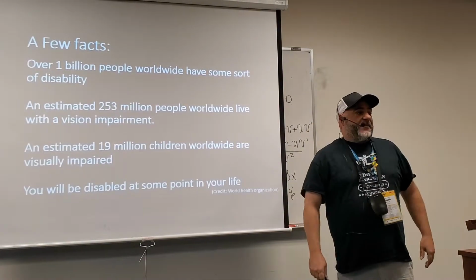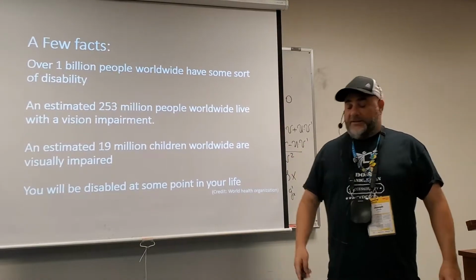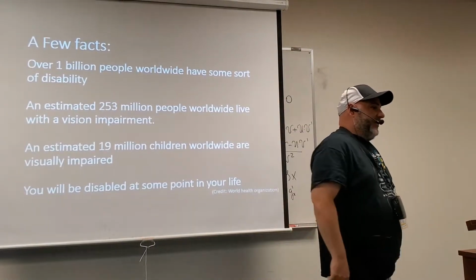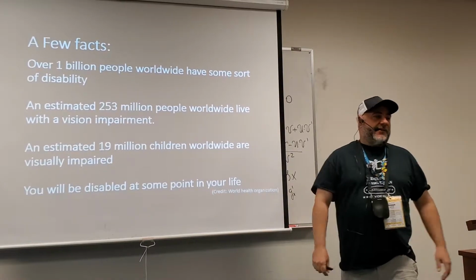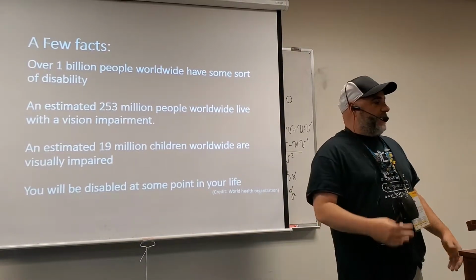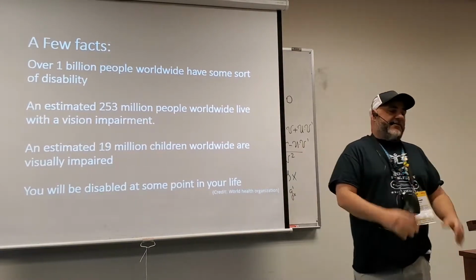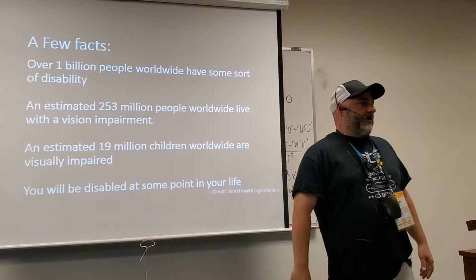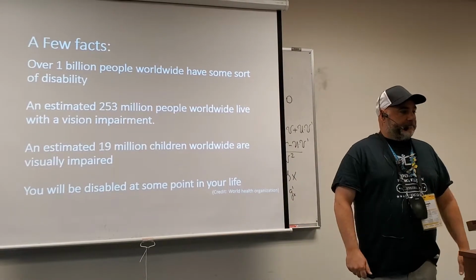All right, a few facts. Over 1 billion people worldwide have some sort of disability. That's a big number. And of that, an estimated 253 million people have some sort of vision impairment, some sort of vision disability. And we bring that down even more. We have 19 million children who are visually impaired, who have some sort of vision disability.